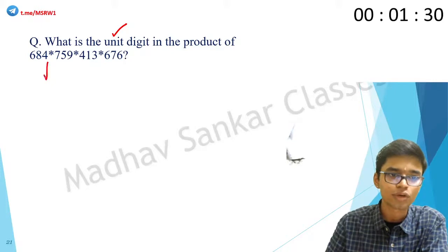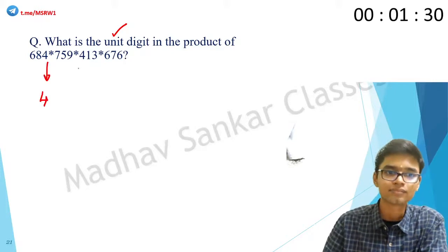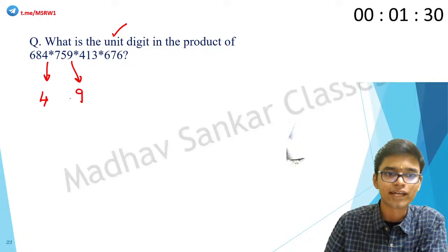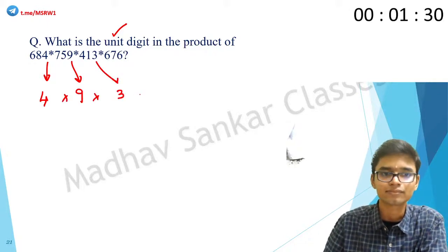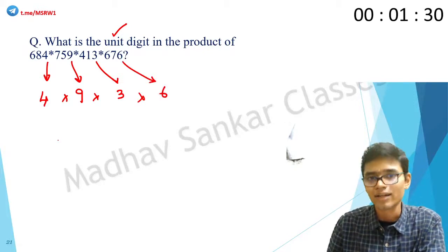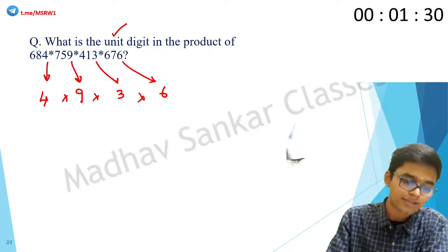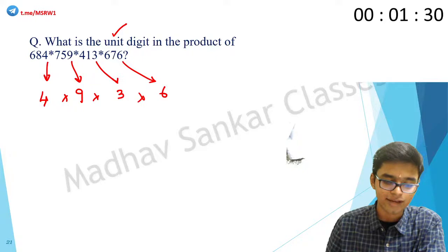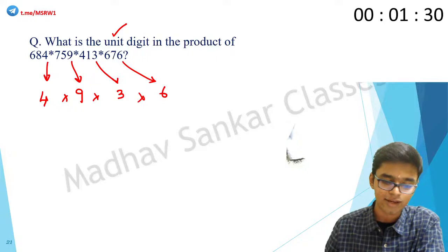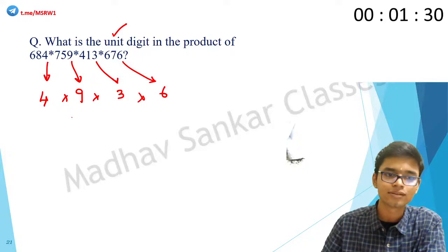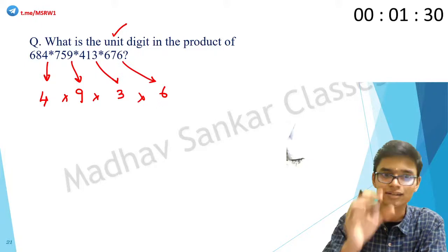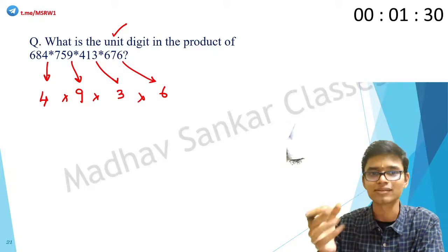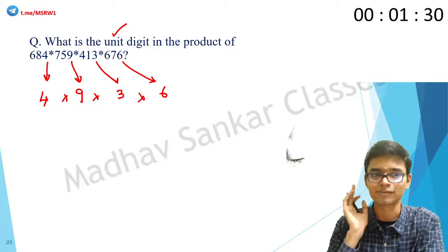From 684, you have 4. From 759, you have 9. From 413, you have 3. And from 676, you have 6. Correct? And now, what you have to do is multiply these numbers. When you multiply these four numbers, 4 into 9 into 3 into 6, you have to find out the unit digit in the resulting number. And that is the answer to this question.